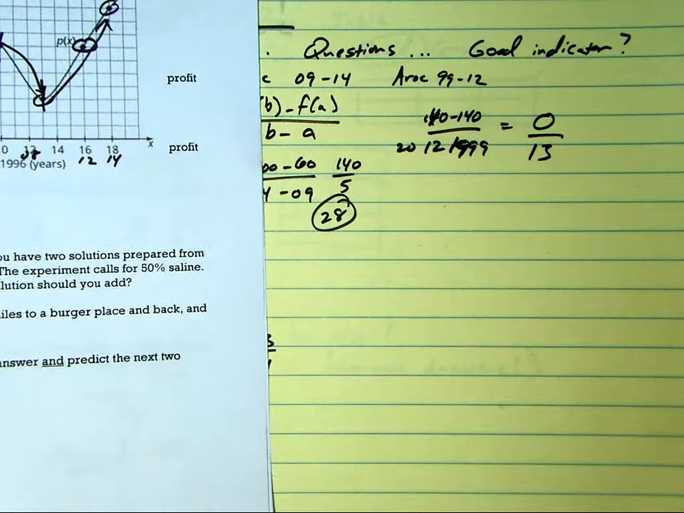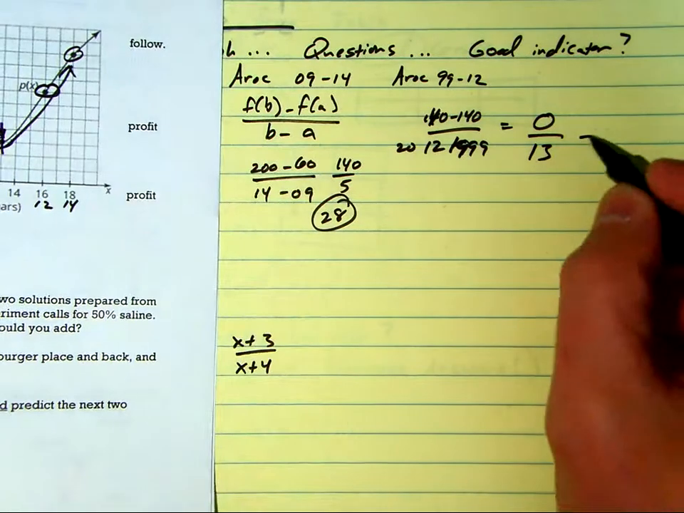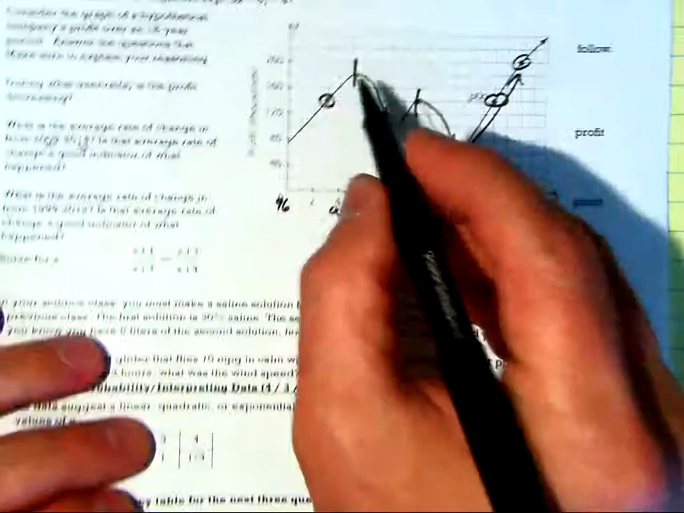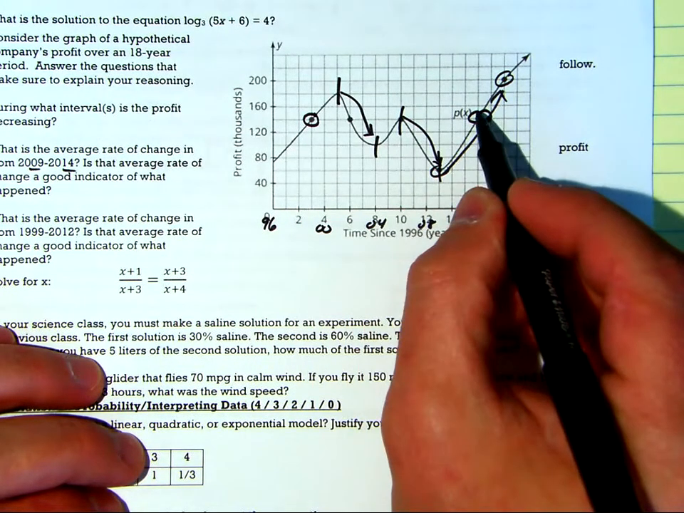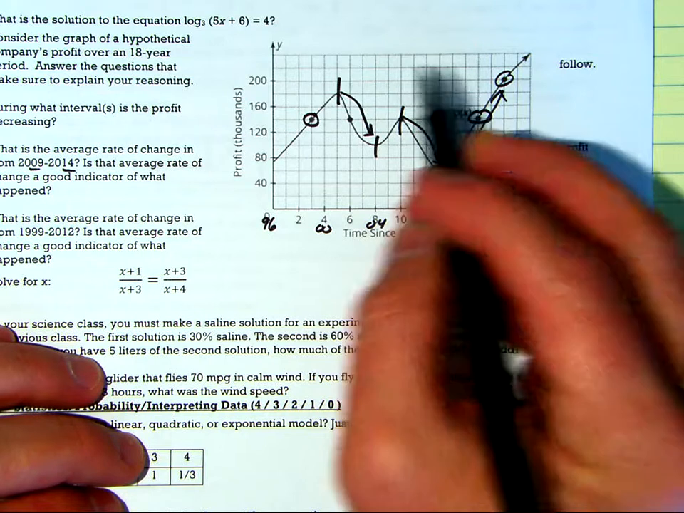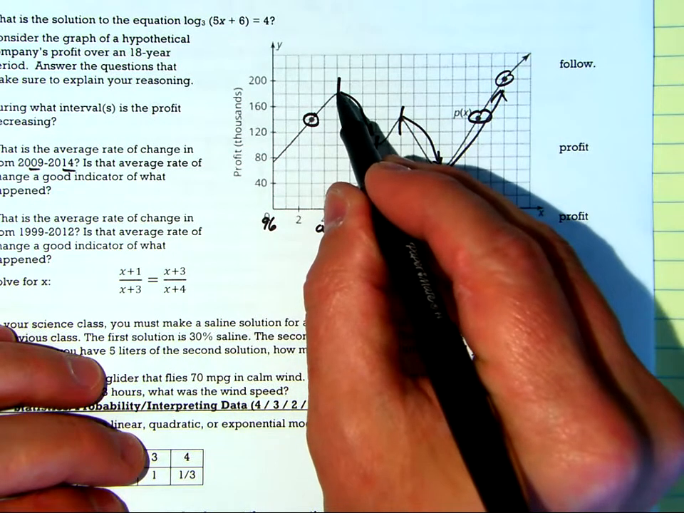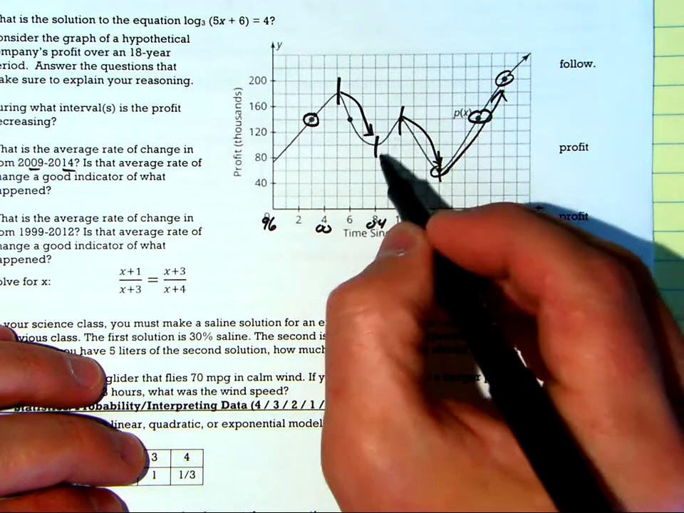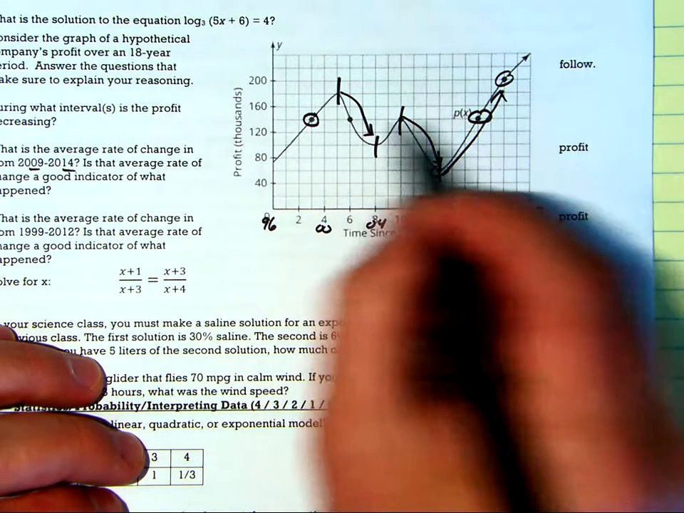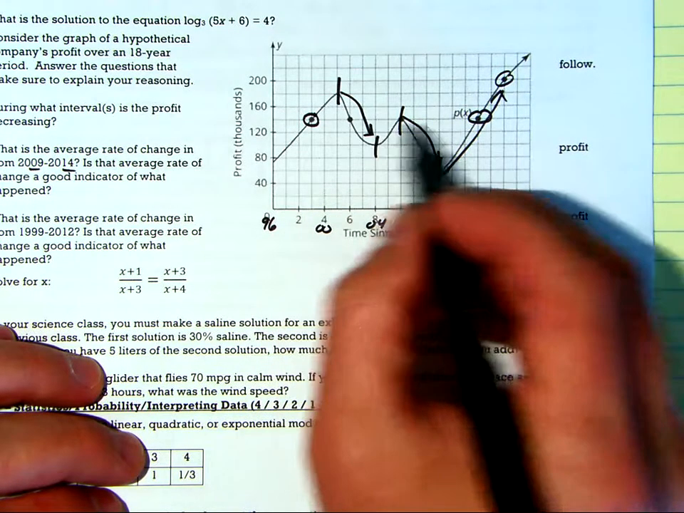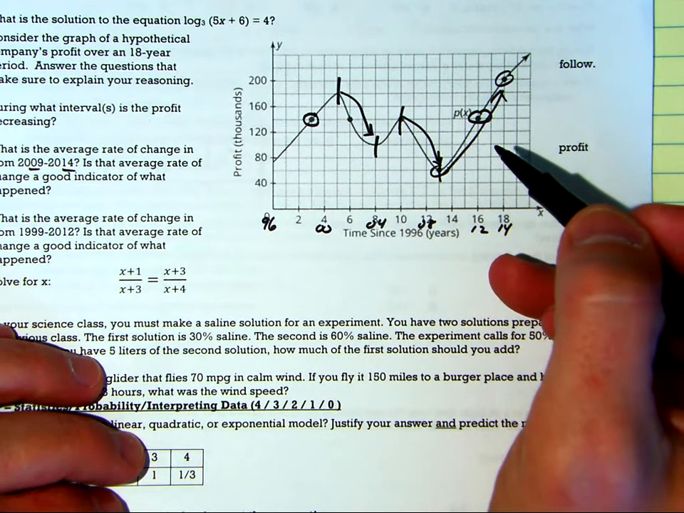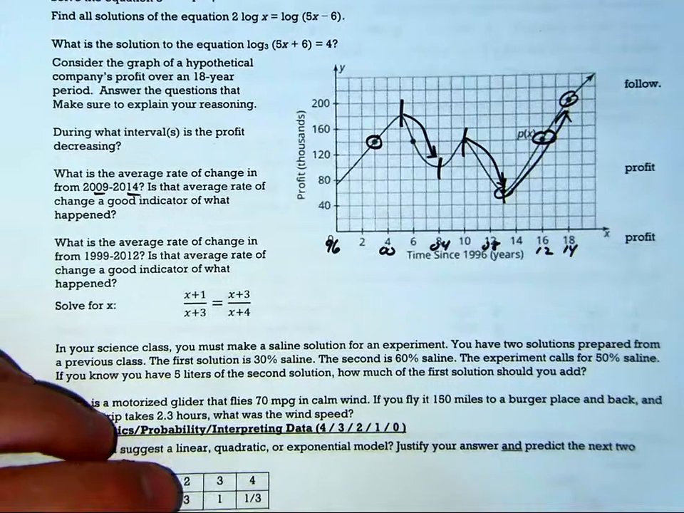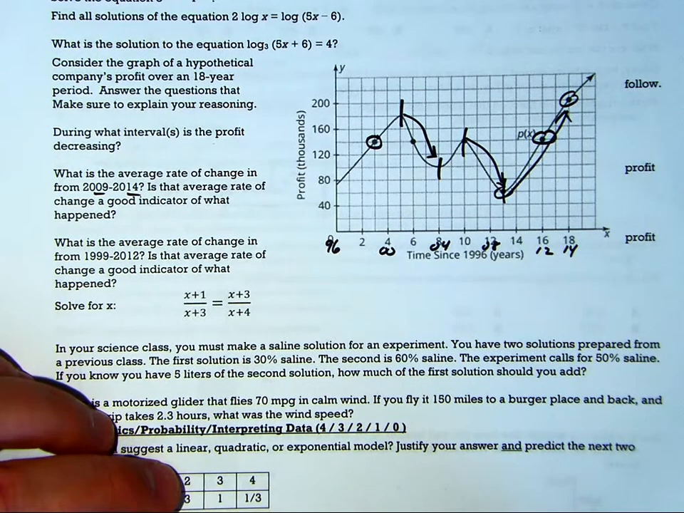What's 0 divided by 13? 0. Is that average rate of change of 0 a good indicator of what you see on the graph? Anybody, yes or no? No, it's not, because you're missing a maximum, a minimum, a maximum, a minimum. Having an average change of $0 over those 13 years does not tell the whole story. Okay? Any questions on that type of problem and interpretation of the graph? Okay?